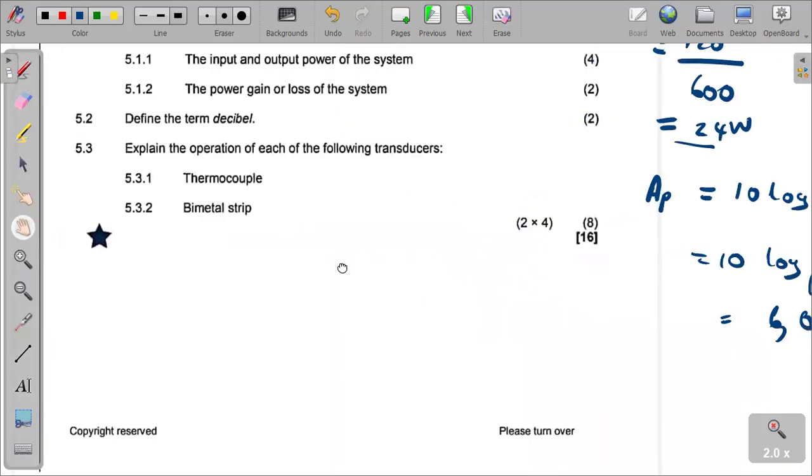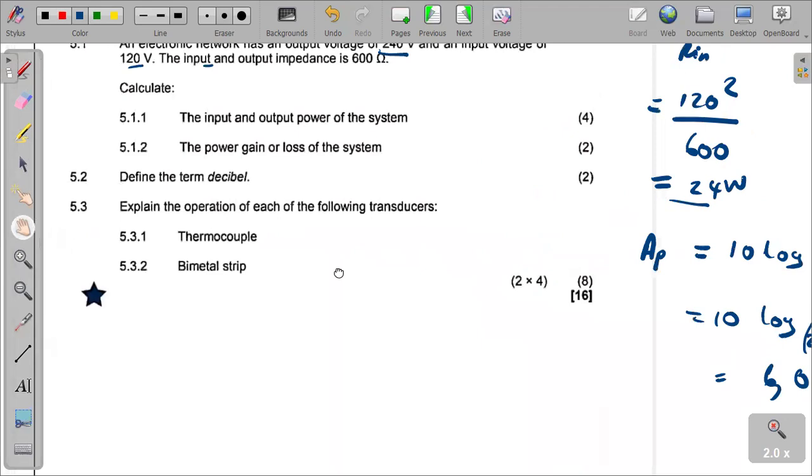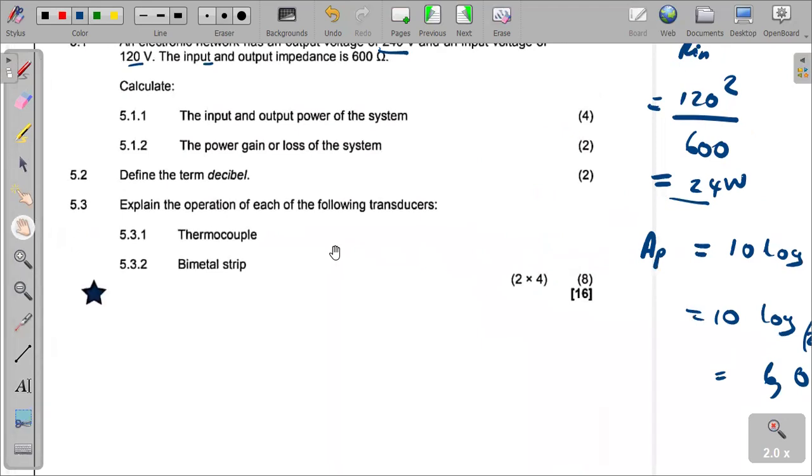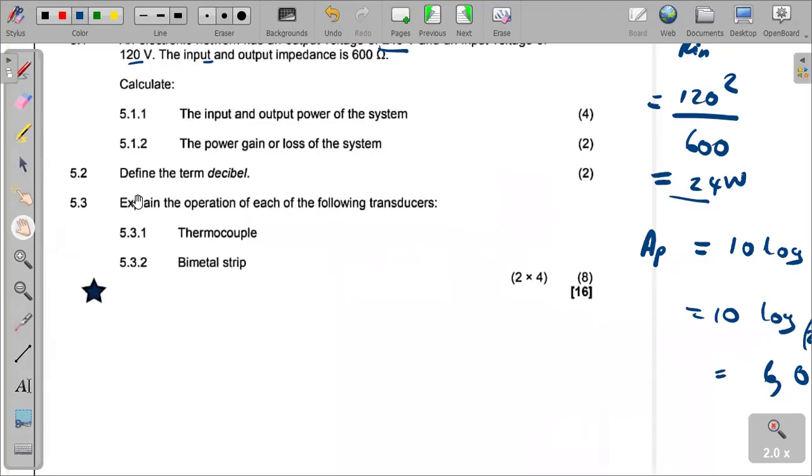Then there follows our next question, which is saying, define the term decibel. So decibel is simply 1/10 of a bell, or 10 decibels is equal to 1 bell. That's the definition we give of a decibel. Deci simply means 10. So decibel is 1/10 of a bell. Right, let's go to 5.3.